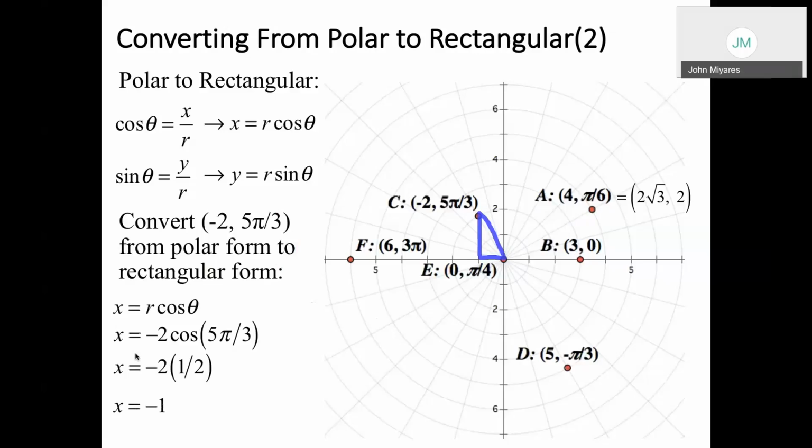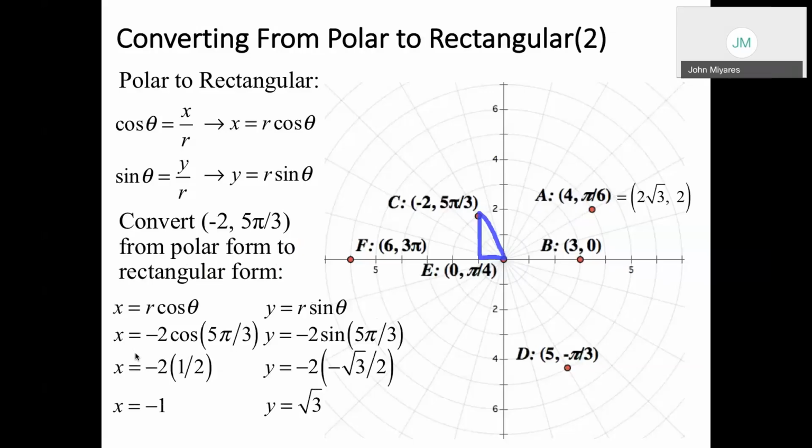To get the y coordinate, we'll use the other conversion formula, y equals r sine theta, which, substituting in, is going to give us -2 times the sine of 5 pi over 3. The sine of 5 pi over 3 will be the negative square root of 3 over 2, which, when we multiply that by -2, gets us the square root of 3. So that means that the rectangular equivalent for the point -2, 5 pi over 3 will be the point -1, square root of 3.